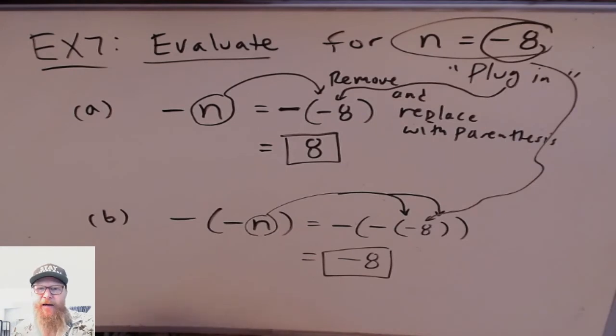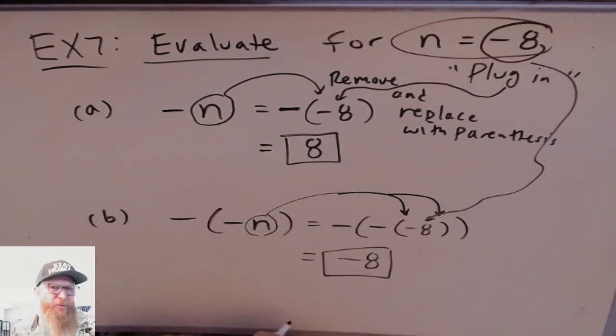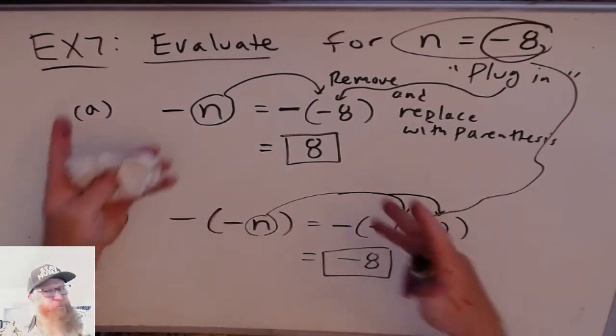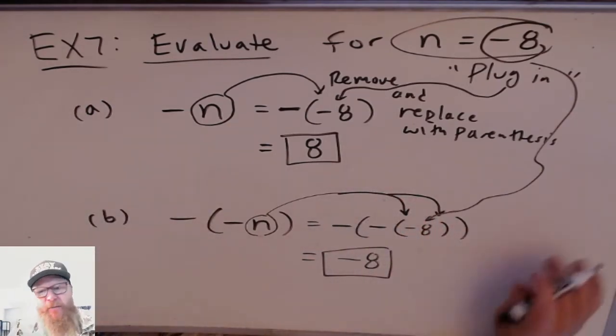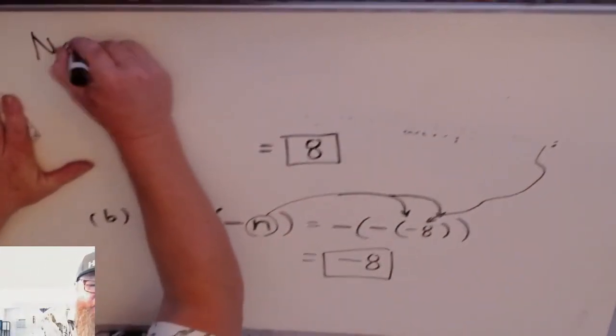Okay, moving right along. That's the idea of integers and opposites and evaluating with or without variables. Basically the same problem, just one of them has a variable, the other one doesn't have a variable. Next, we're going to talk about absolute value.